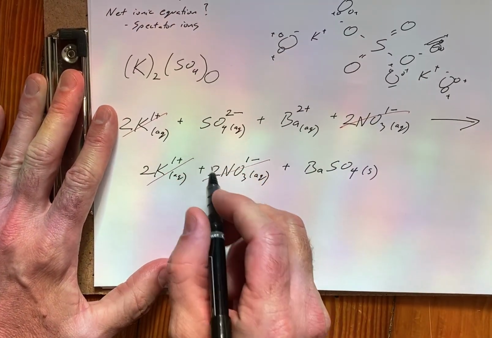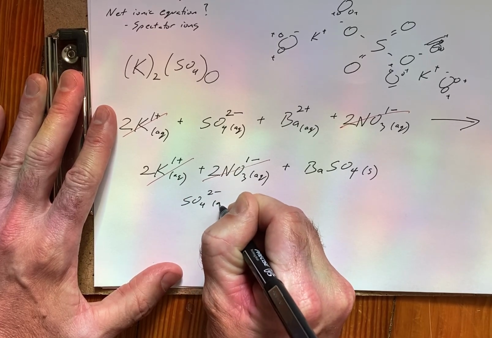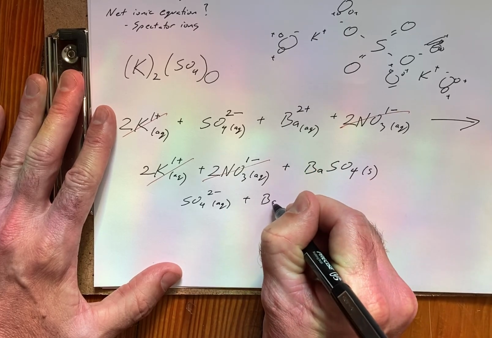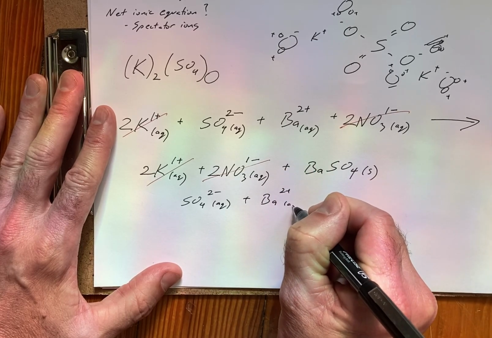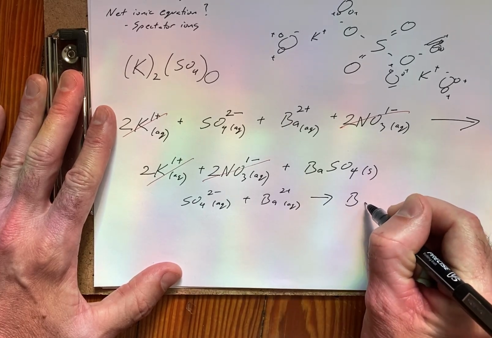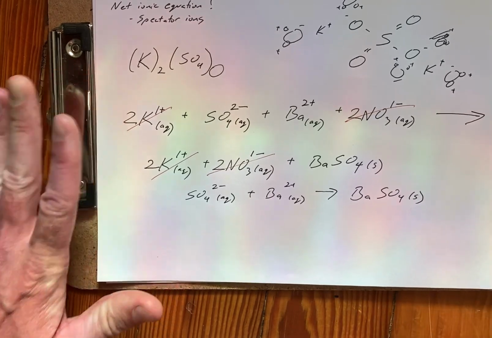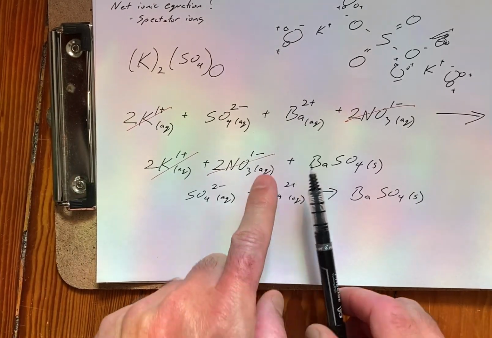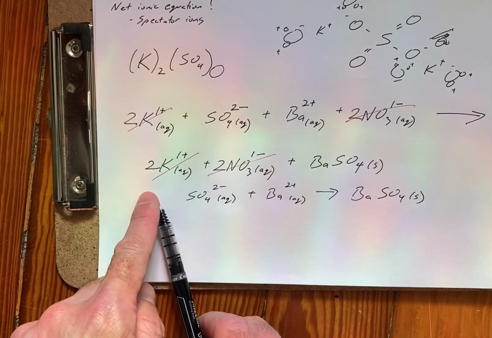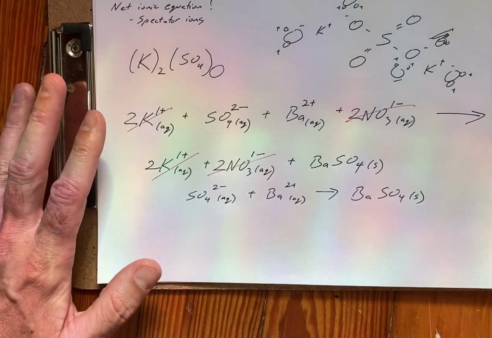I'll be left with SO4 2 minus, plus barium 2 plus, yielding BaSO4, solid. Generally, by convention, if you were writing this standalone, you would put your positively charged ion before the negatively charged ion, but it doesn't matter.